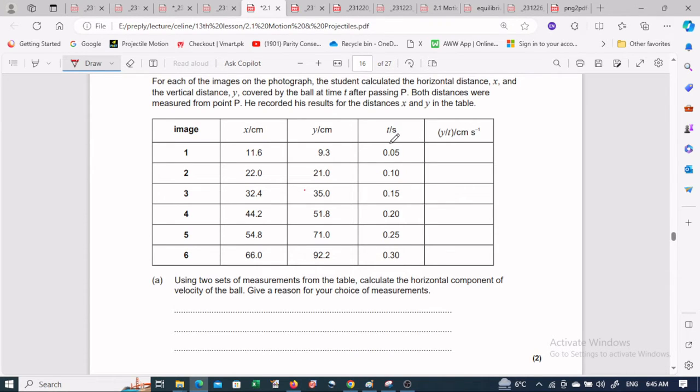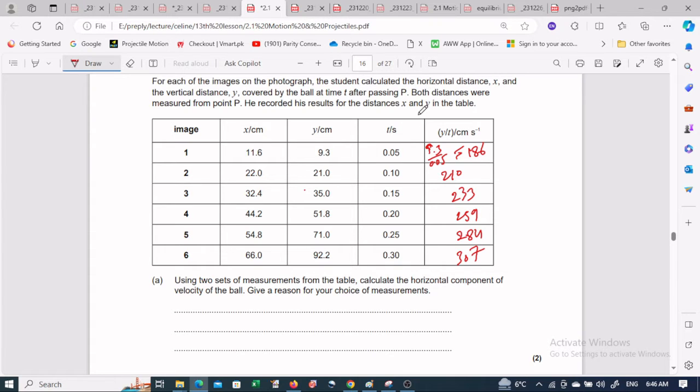This table says we have to find y divided by t. So we divide y by t: 9.3 divided by 0.05 gives us 186. Similarly, we divide 21 by 0.10, it gives us 210. Next, 233. Next, we divide y by t and we get 259. Next, we get 284. And finally, 92 divided by 0.3, we get 307. So we complete this table.